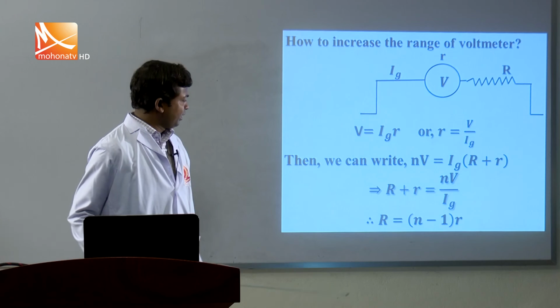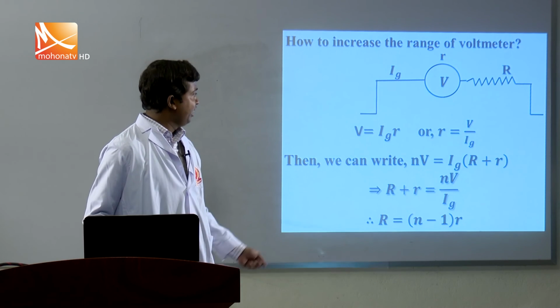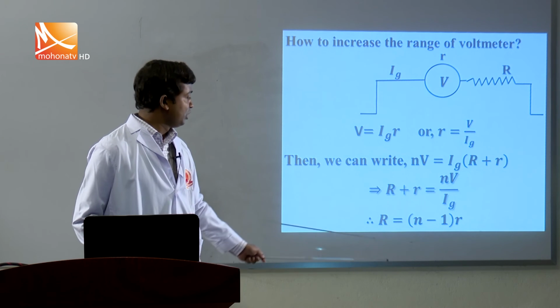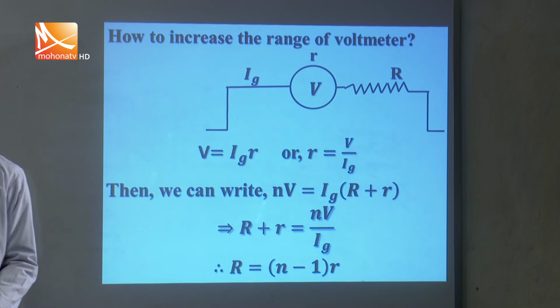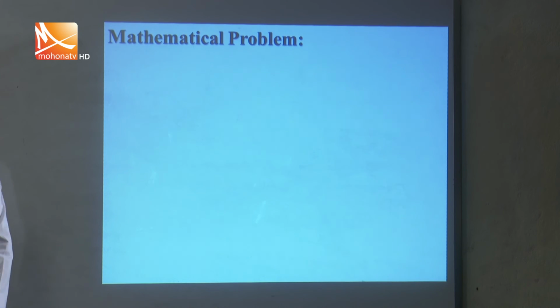So there is a great similarity. In this case, the resistance is denoted by R, and for the ammeter you denoted this resistance as the shunt. Now let us solve a simple mathematical problem related to this.